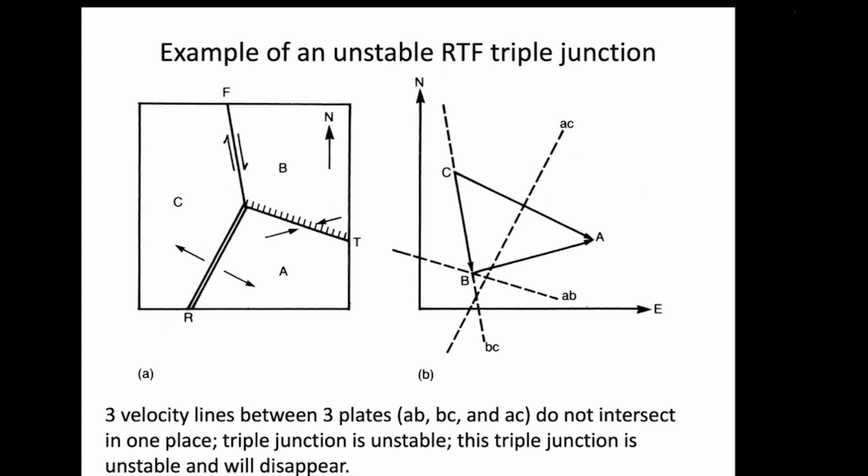Here is an example of an unstable ridge trench transform triple junction. So still three plates, still a spreading center, a trench, and a transform. But when we do the geometric analysis, the velocity lines do not intersect in a single spot. So by this analysis, this triple junction is unstable. It will disappear. It's not clear what it's going to become, but it will not be recognizable in significant time in the future.